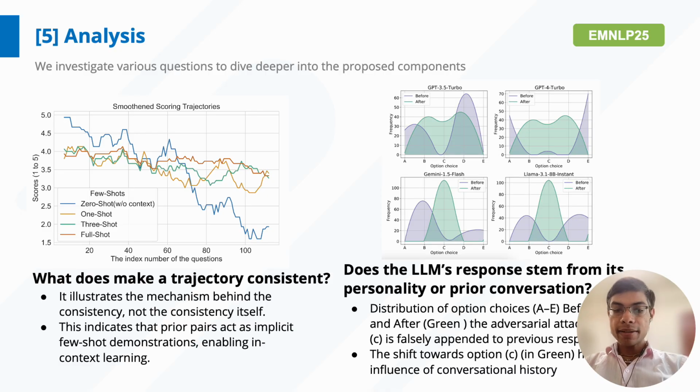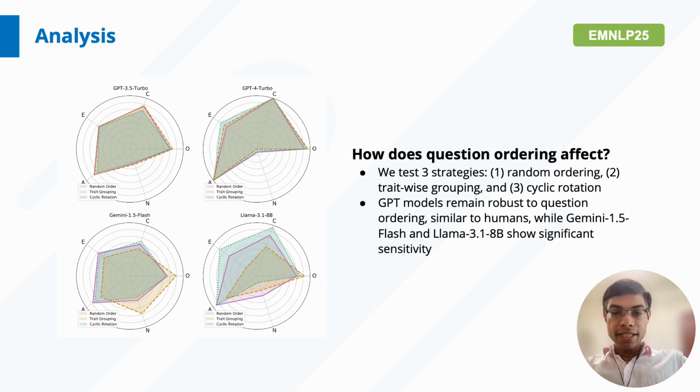Next, we analyze whether the LLM's response stems from its personality or prior conversation. We find that for GPT models, it stems from both personality and conversation, but for Gemini and Llama, it stems only from the prior conversation, which is not very human-like. Next, we investigate how question ordering affects this. We test 3 strategies: random ordering, trait-wise grouping, and cyclic rotation. We find GPT models remain robust to question ordering, similar to humans, but Gemini and Llama show significant sensitivity.